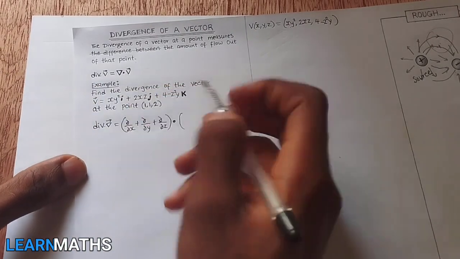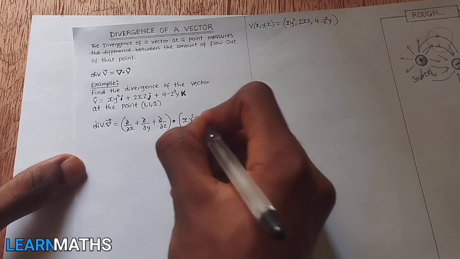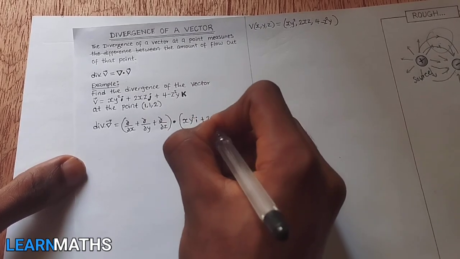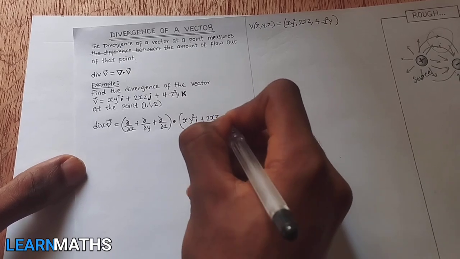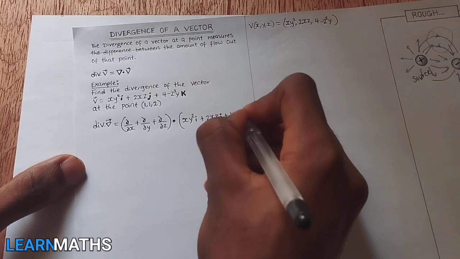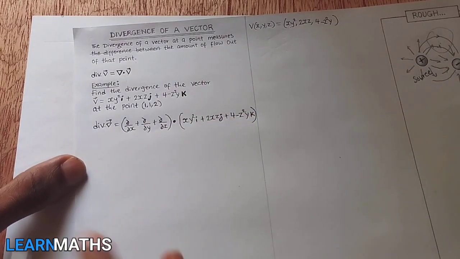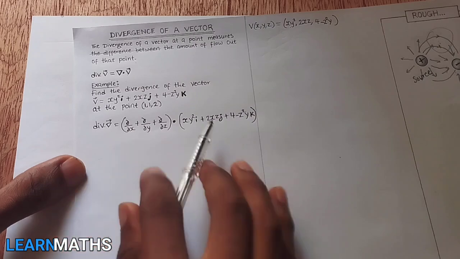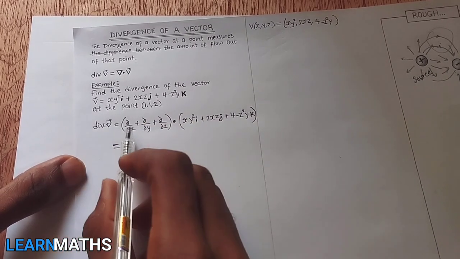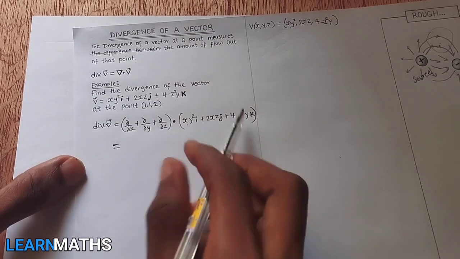Then what's the vector v? That's xy square as the i component, then we have 2xz, that's the j component, right? Finally, we have 4 minus z square y, and that's the k component. All right, so let's carry out the scalar multiplication of these two terms here. This is going to be multiplying this, and this is going to be multiplying this, right?